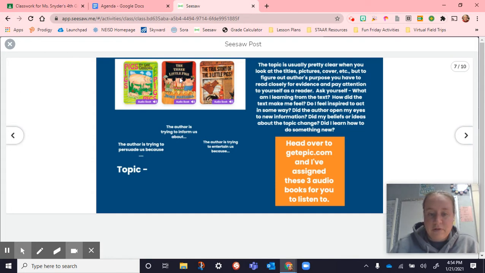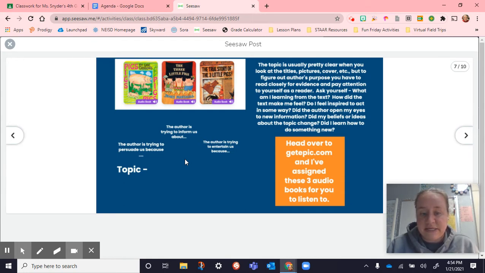Then the next book, Breakout Room 2, they listened to The Three Little Pigs. Now, this one is just a fictional story, and it's a fun story about how a big bad wolf comes and blows down these houses and gobbles up these pigs. And it's just a fun, humorous story.